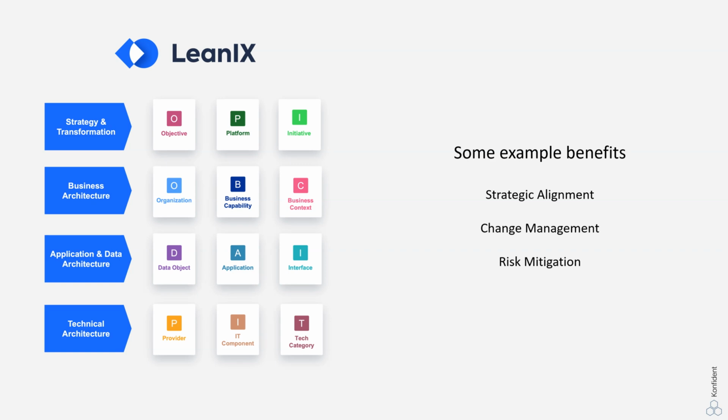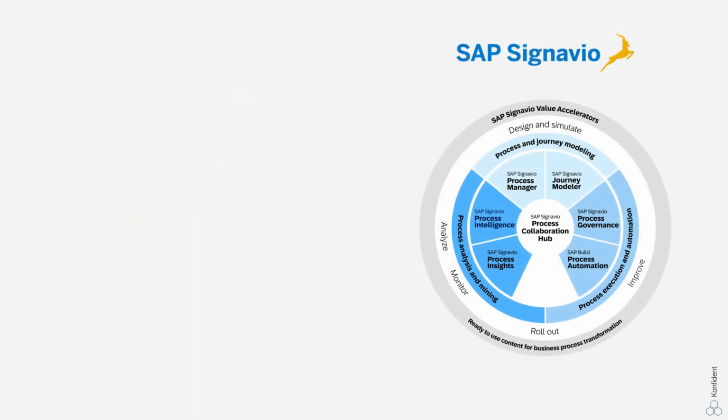Process mining and modeling, as offered by SAP Signavio, provide insights into how business processes are executed, monitored, and optimized. SAP Signavio allows organizations to map out processes, analyze their performance, and identify opportunities for improvement. Some example benefits of SAP Signavio.